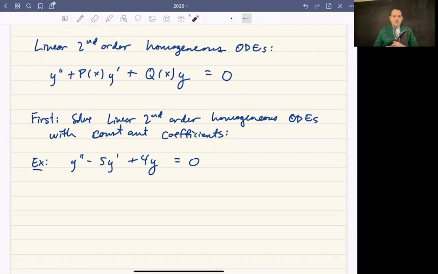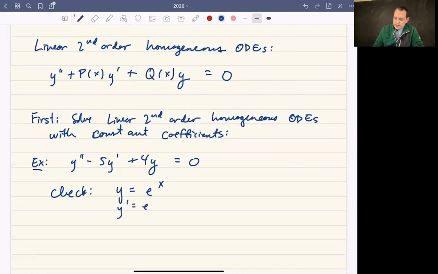But exponentials are the functions whose derivatives are very closely related to themselves. So for example, we can check that y equals e to the x is going to be a solution here, because if we were to compute y prime and y double prime, that's of course still just e to the x, right? So we know that y prime is e to the x, y double prime is e to the x. And so all of that together says that if we have e to the x minus 5e to the x plus 4e to the x, that's 0. And of course, that is 0 for all x.